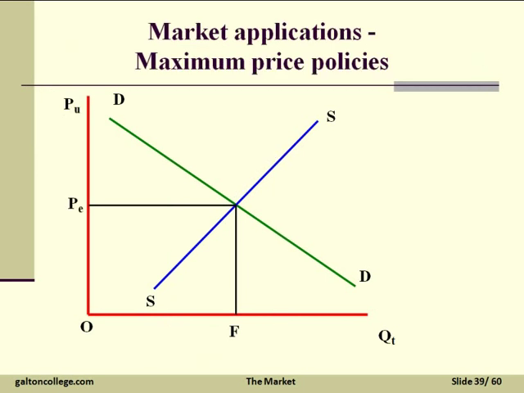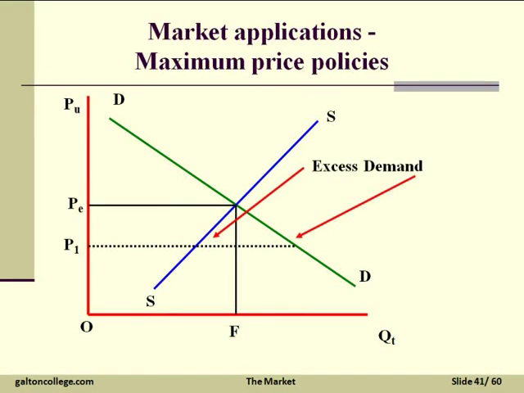You could also have a look at a maximum price policy. Let's say the government said no one's allowed to charge more than P1 for a particular good. Now in this case, the demand is greater than the supply, so there's going to be excess demand equal to the difference between those two points indicated. So the excess demand is OG minus OE.